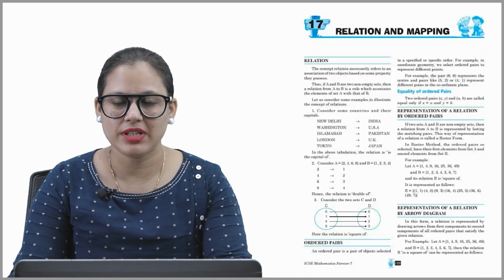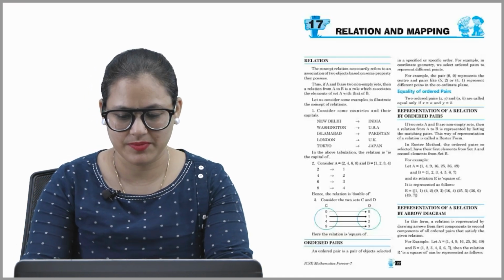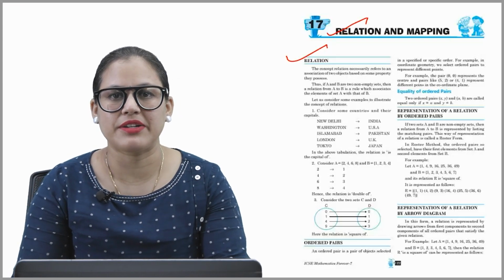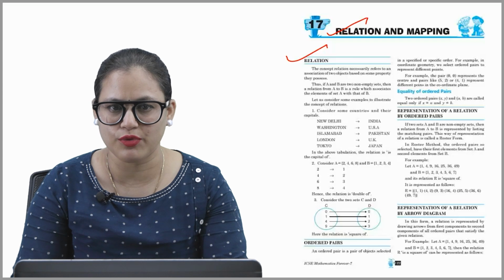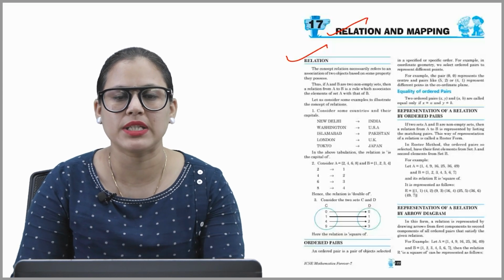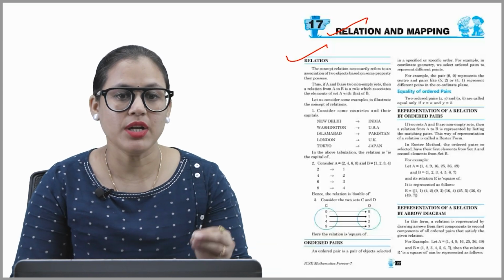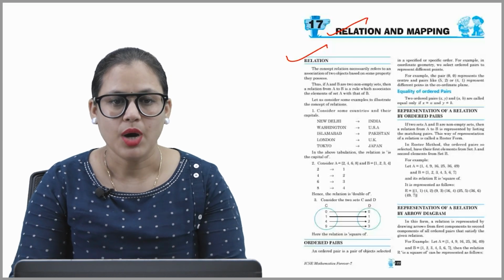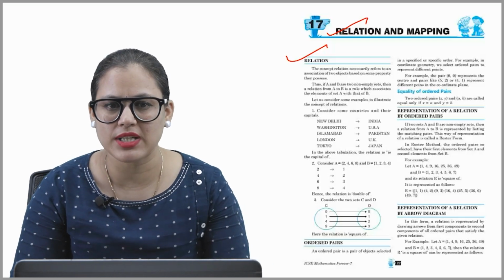Let's start today's chapter, relation and mapping. Relation. The concept relation necessarily refers to an association of two objects based on some property they possess. Thus, if A and B are two non-empty sets, then a relation from A to B is a rule which associates the element of set A with that of B.